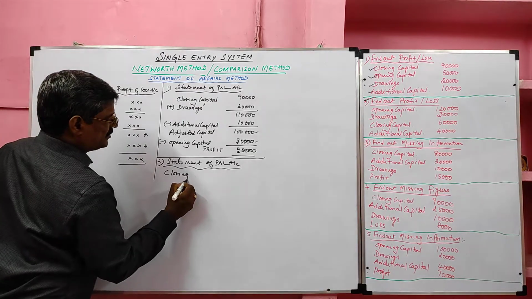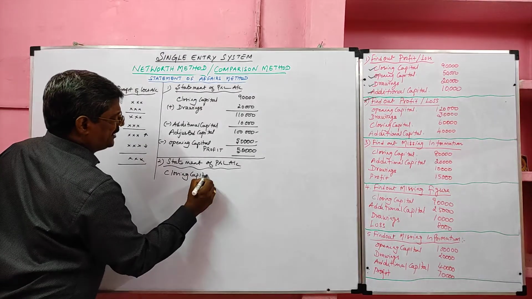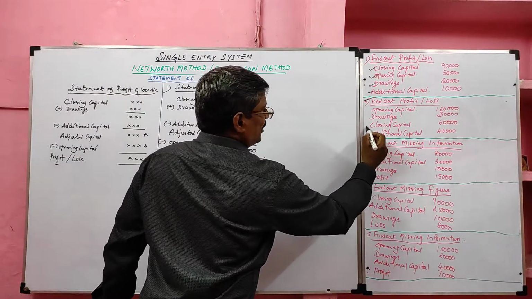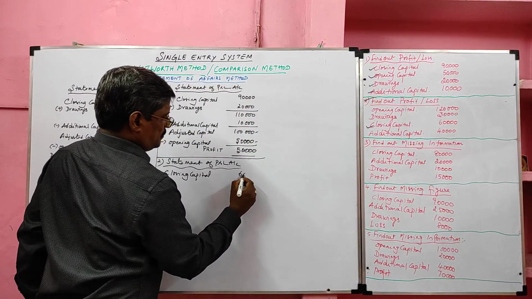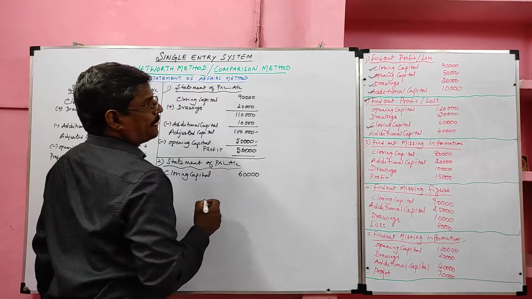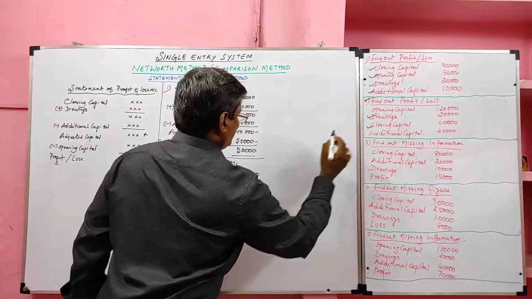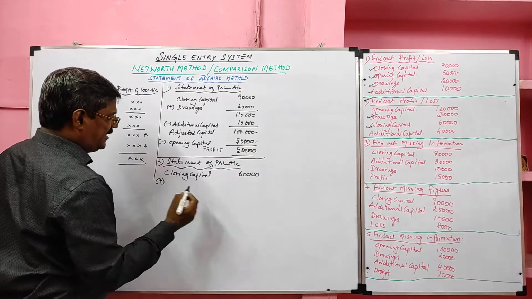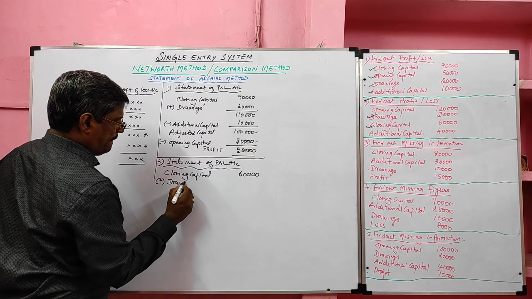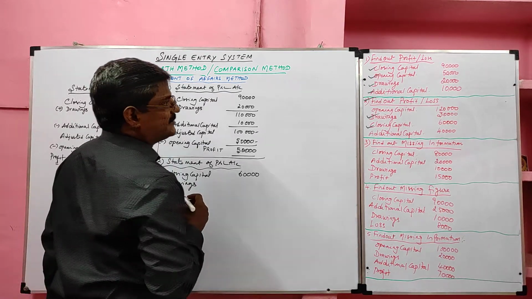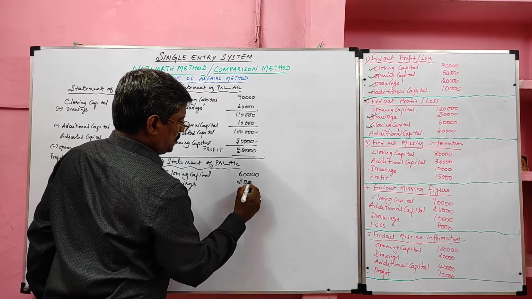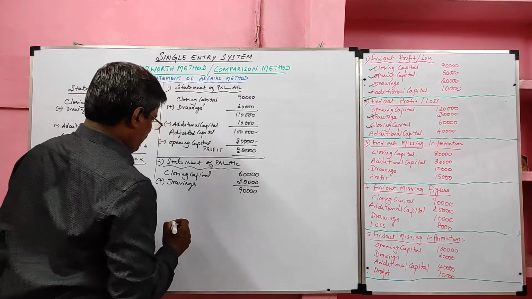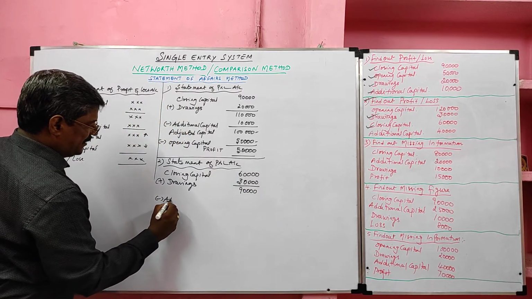The starting point is closing capital. They may say closing capital or capital end like that. Closing capital how much? 60,000. Then we should pick drawings. Drawing may be cash drawing or goods drawing. Any drawing we have to add. Drawings how much? 30,000. Total 90,000. Then we have to deduct additional capital.